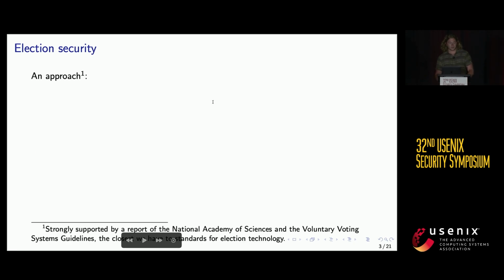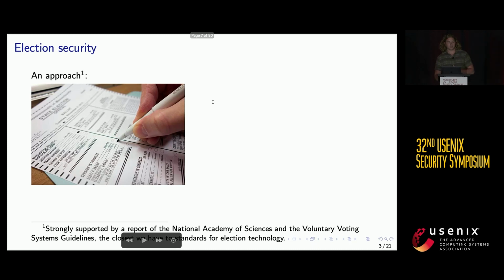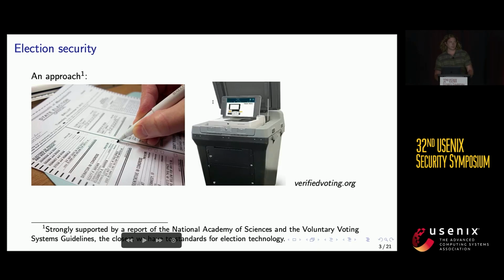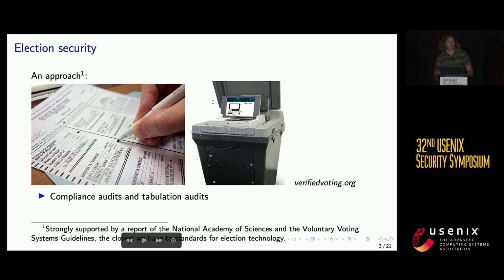And so one approach is to use paper ballots, then scan the paper ballots with electronic scanners and get the tally efficiently this way, more efficiently than hand counting, and then perform compliance audits and tabulation audits. So compliance audits confirm that the paper trail is intact and secure, and then tabulation audits draw a small random sample of the paper ballots to confirm that the reported outcome is consistent with the small sample.